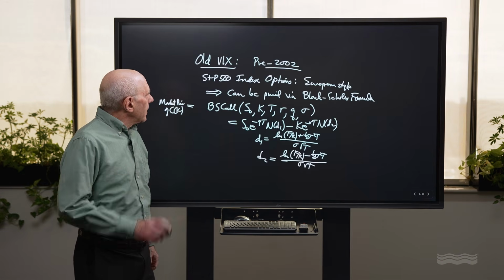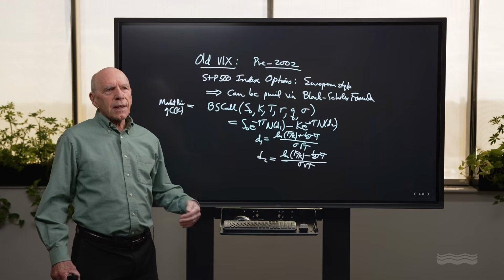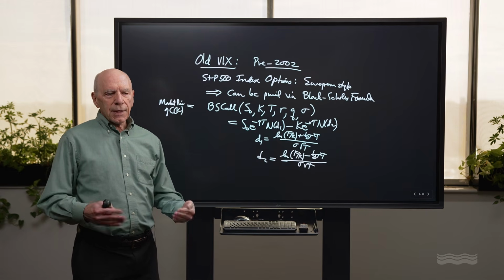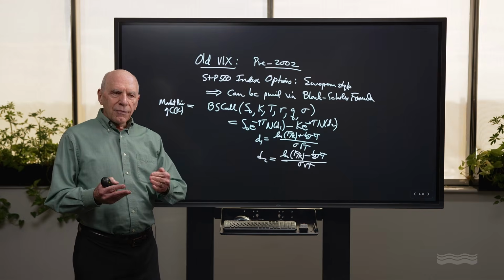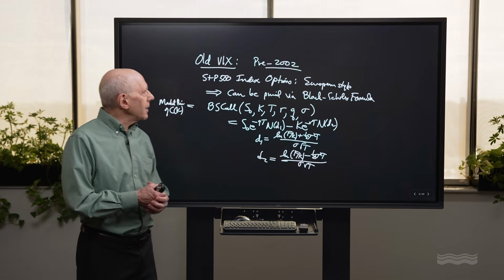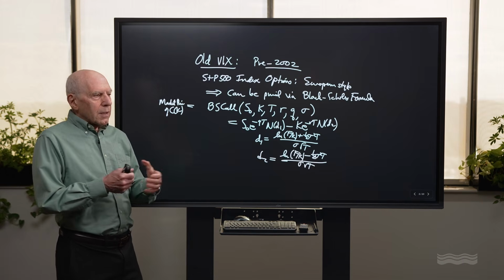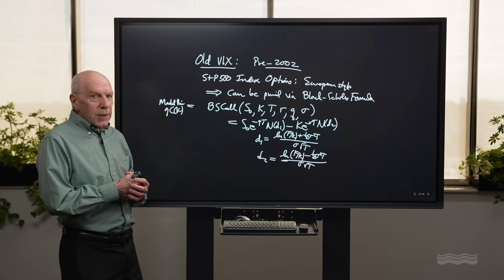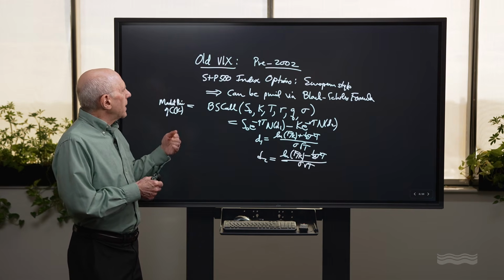Okay, so the story begins with the old VIX. So this is pre-2002, sometime in the 1980s, I'm not quite sure when. The CBOE decided that they would like to publish a volatility index, and it was supposed to represent nominally the volatility over the next 30 days, so kind of predicting future volatility. And the tools they had available then were not as well developed as tools we have now in financial engineering. So here's what they did.